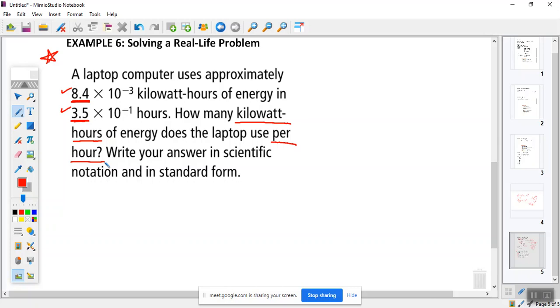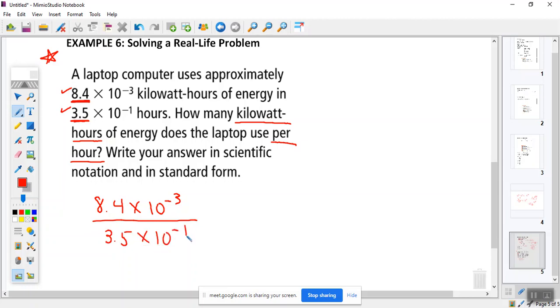We need to take 8.4 times 10 to the negative 3 divided by the number of what, kids? Per what? Hour. Which one of these numbers in scientific notation represents the number of hours? Second one. So 3.5 times 10 to the negative 1.